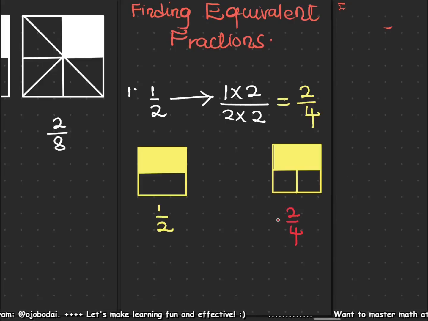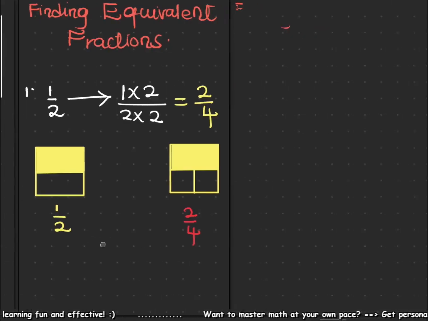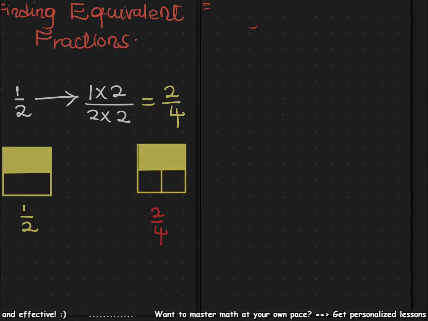Their representation shows they are the same. Just by multiplying by 2, this is what we've gotten. You can multiply with any number at all. So far as you are multiplying both the numerator and the denominator, you are still going to get your equivalent fraction. So we did say 1 over 2. Let's choose to multiply it by 3 and let's see the outcome.